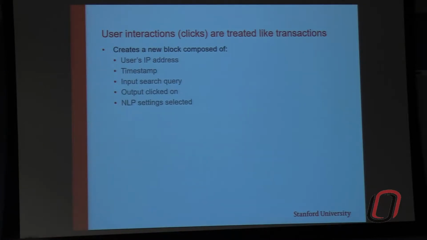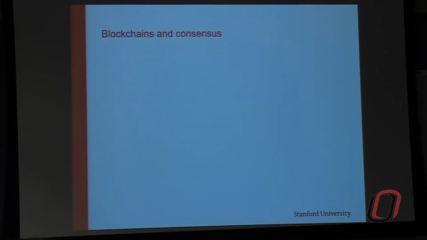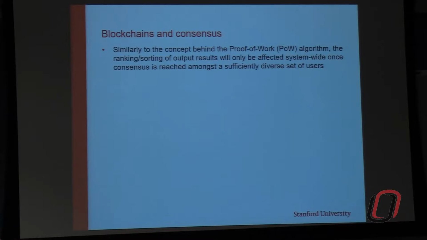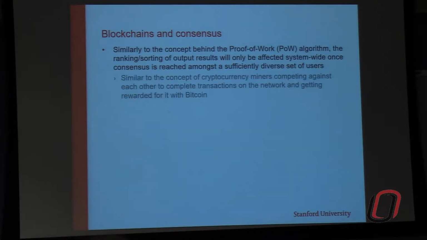Moving forward, similarly to how blockchains work, you need to establish consensus. This is similar to the concept behind the proof of work algorithm. The ranking and sorting of the output results will only be effective system-wide once consensus is reached amongst a sufficiently diverse set of users. Again, similar to the concept of cryptocurrency miners competing against each other to complete transactions on the network and getting rewarded with Bitcoin.